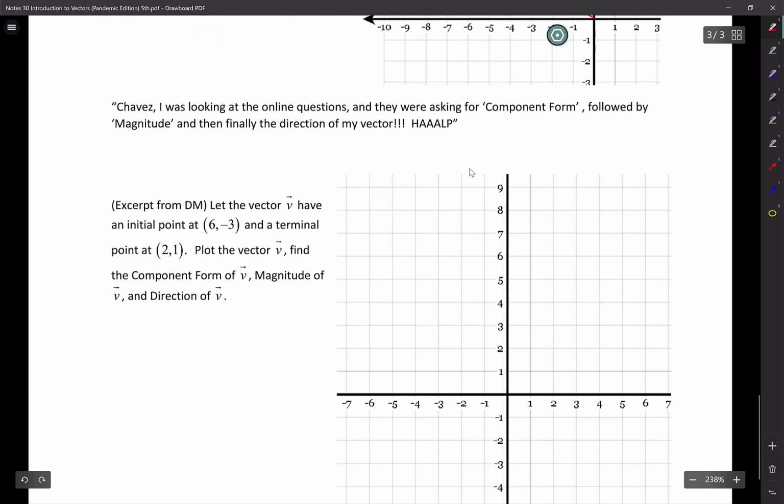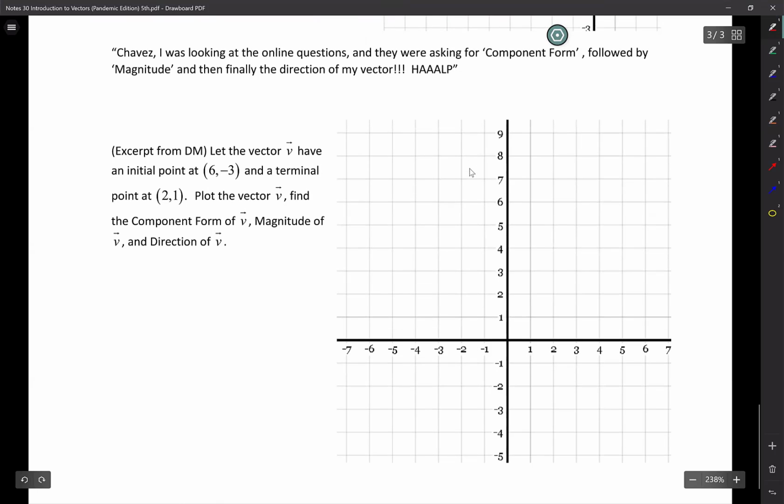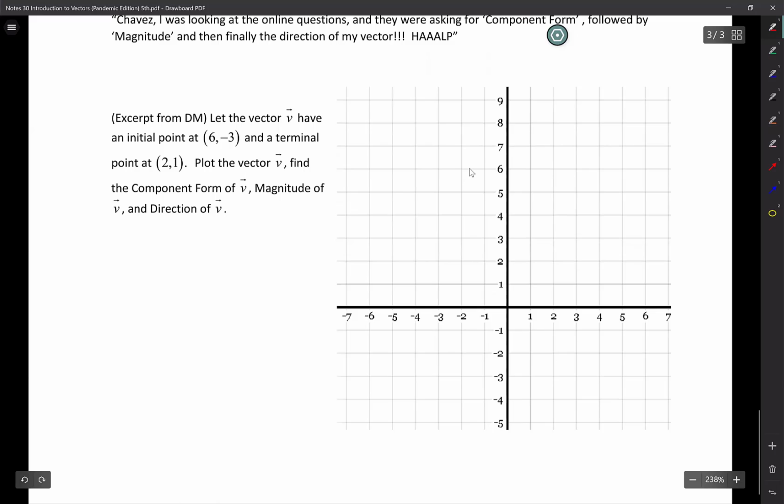All right, guys, so all we're doing here, we're gonna answer all 3 of those questions that they want. It says, let the vector V have an initial point of 6, negative 3. So start at that point. Put a point there, guys. 6, negative 3, 1, 2, 3, there's my point. And it says a terminal point at 2, 1. So that means it terminates there. So go to 2, 1, put a point. Here is my vector.